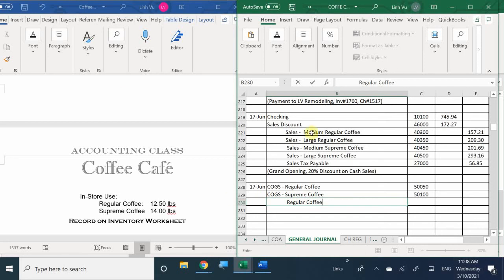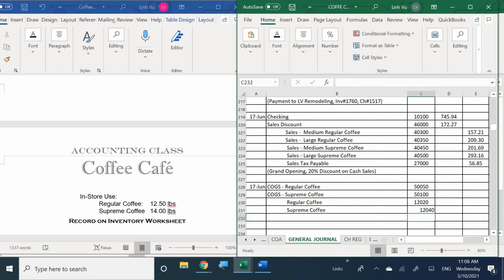Just like my sales, instead of recording each sale individually, I'm just combining them all together. So here I'm going to take out from my regular coffee. At the same time, I'm also going to take out from my Supreme coffee. All right, what are my account numbers for that? 12020 and 12040. Good.